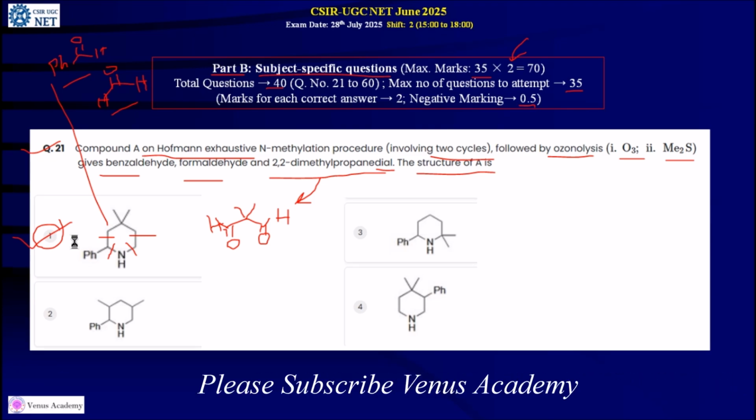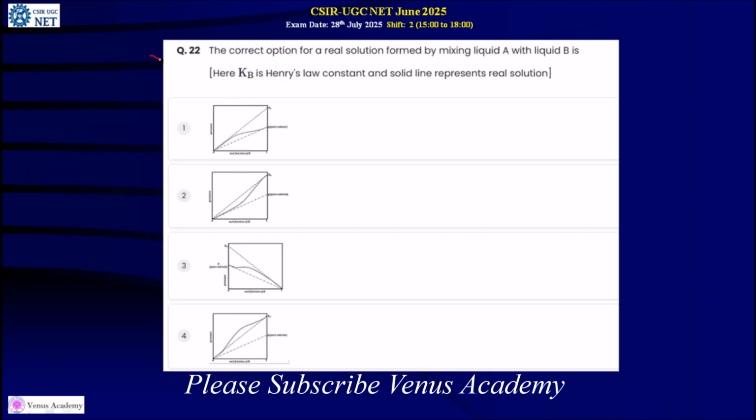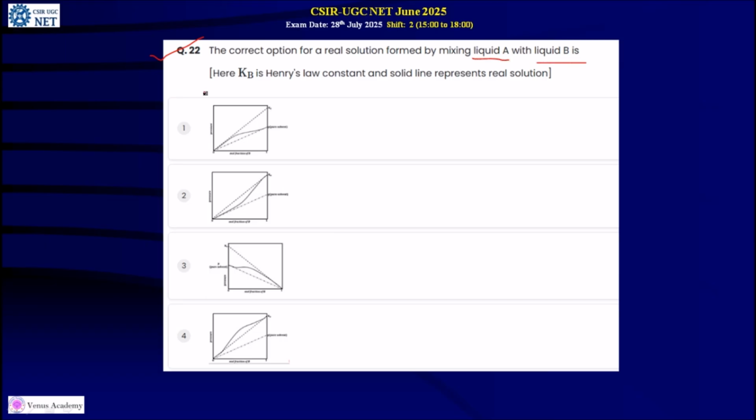Next, question number 22. The correct option for a real solution formed by mixing liquid A with liquid B is, here Kb is Henry's law constant and the solid line represents a real solution. The correct option for this question is option number 1, students.